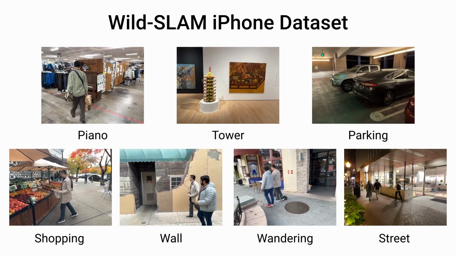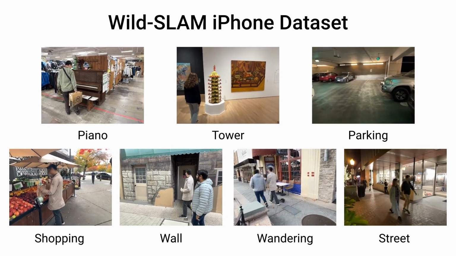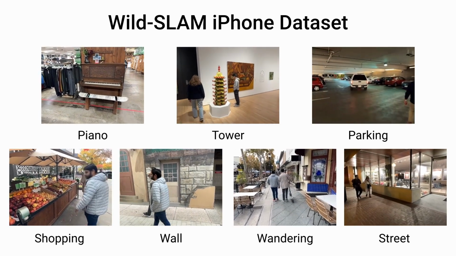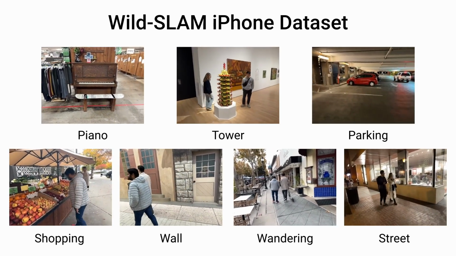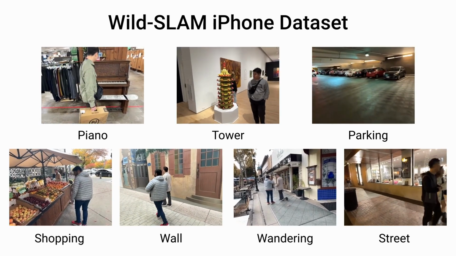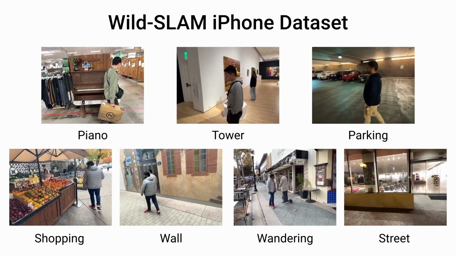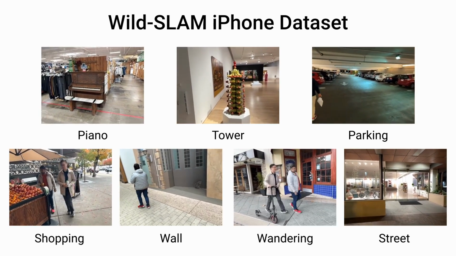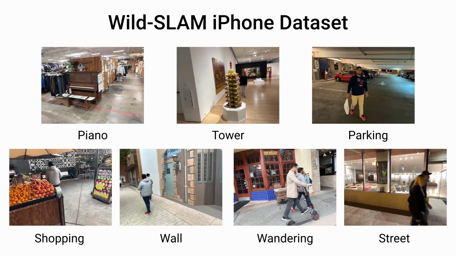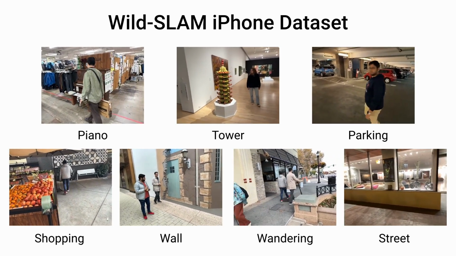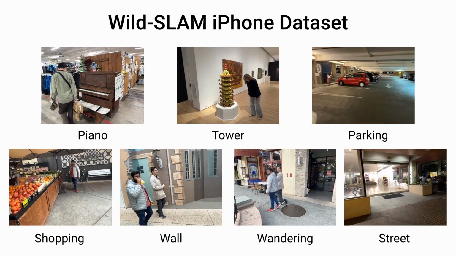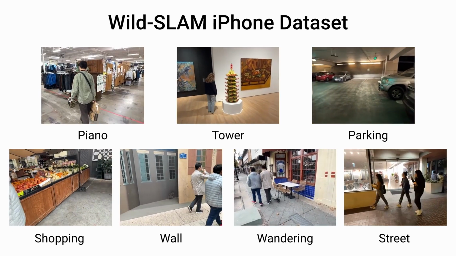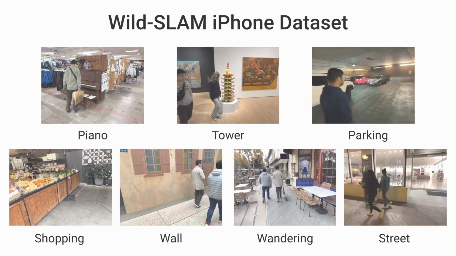To further assess performance in more unconstrained, real-world scenarios, we collected the WildSLAM iPhone dataset, which comprises 7 non-staged RGB sequences recorded with an iPhone 14 Pro. These sequences comprise 4 outdoor and 3 indoor scenes, showcasing a variety of daily life activities such as strolling along streets, shopping, navigating a parking garage, and exploring an art museum. Since ground truth trajectories are not available for this dataset, it is used solely for qualitative experiments.